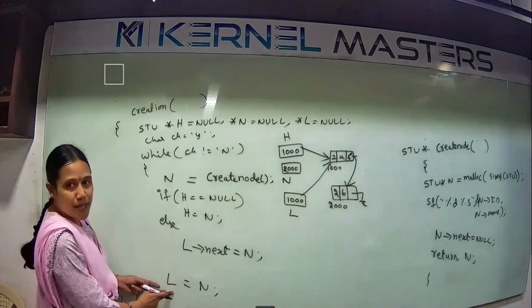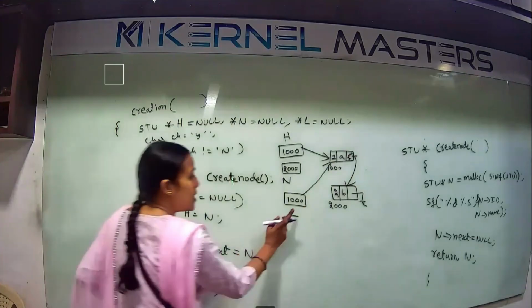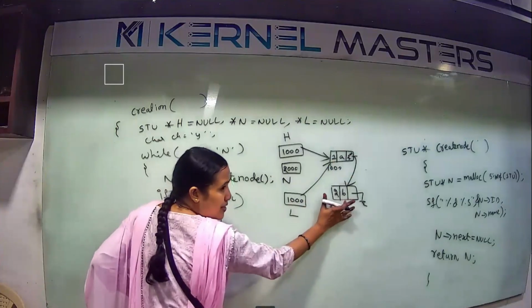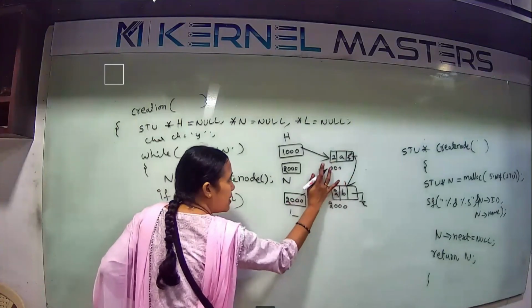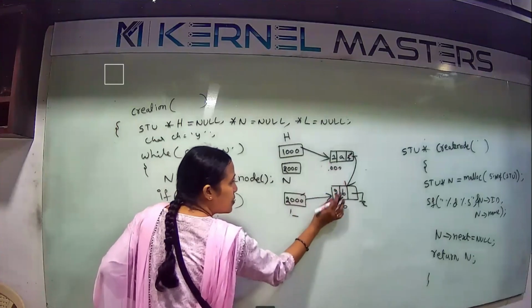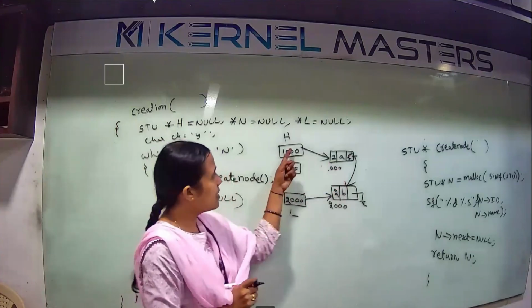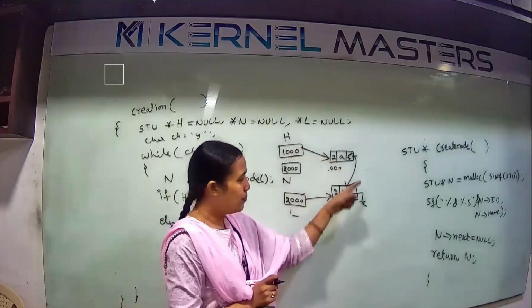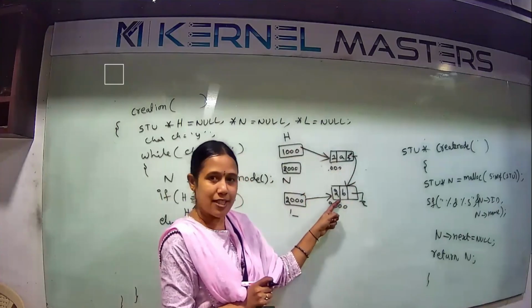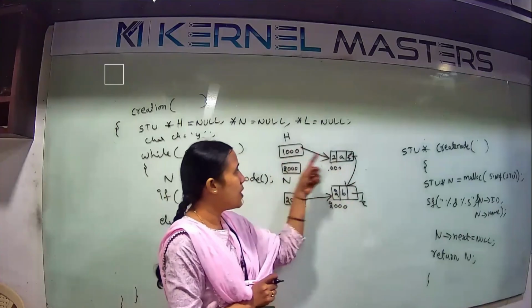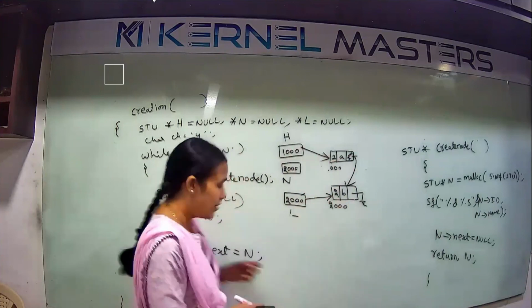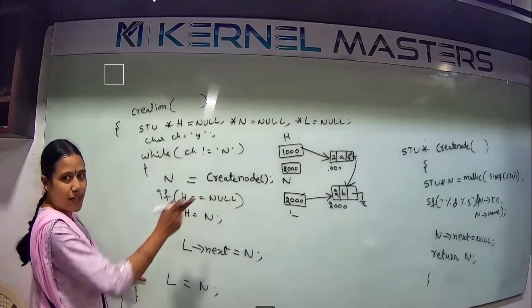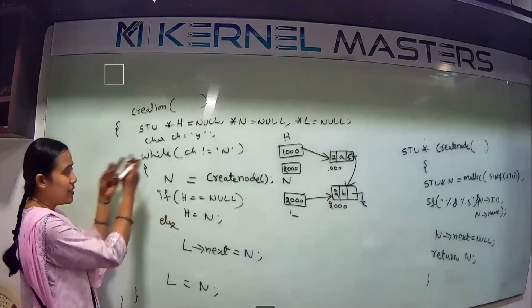Now the next step is L is equal to N. L is equal to N means now the new last node is this one. So this address I am writing here. Now L is this. This is the last node. Now linked list is starting from A, next node is B, and this is the last node. Now head is pointing to the first node, L is pointing to the last node. After the second iteration, L is pointing to the last node. Go to the third iteration.